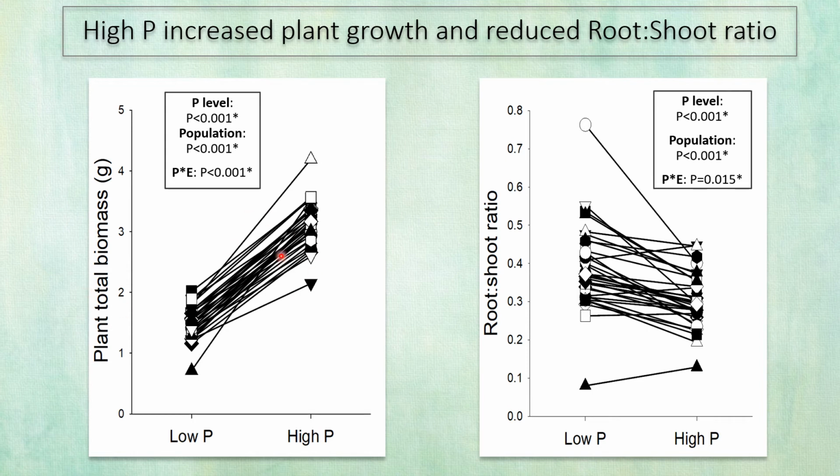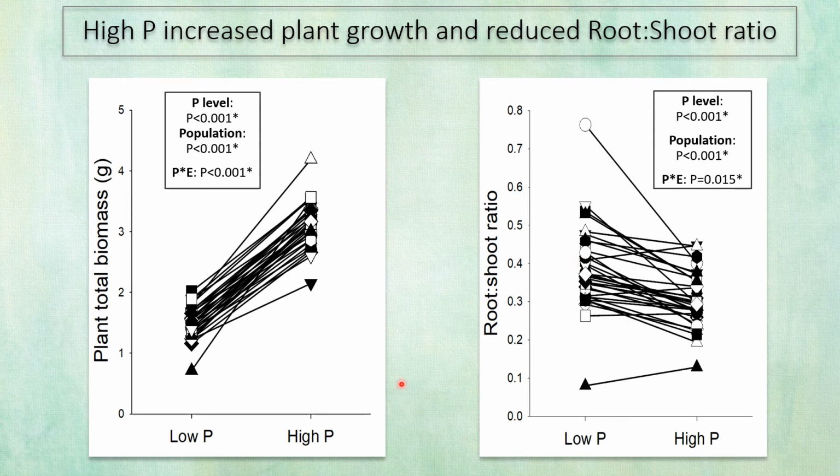So these lines represent how more than 30 populations responded to low and high phosphorus applications in terms of plant total biomass and root to shoot ratio. High phosphorus increased plant growth and reduced root to shoot ratio compared to plants under low phosphorus. This is in line with our knowledge that phosphorus tends to stimulate plant growth, and plants under phosphorus limitation tend to invest more into roots.